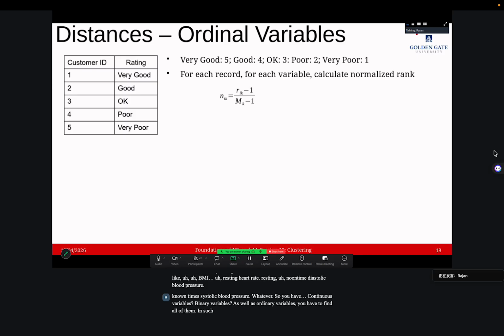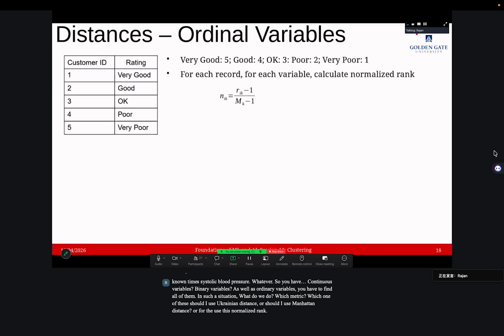In such a situation, what do we do? Which metric, which one of these? Should I use Euclidean distance, or should I use Manhattan distance, or should I use this normalized rank? Which one should I use? You should use all of them.